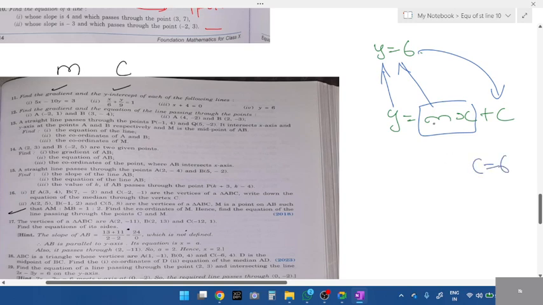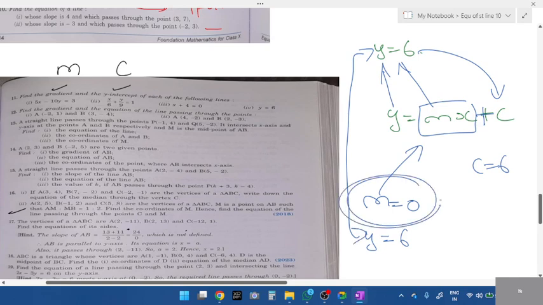6. If m and x are not given, imagine I put m is equals to 0 in this equation. What will be the answer, students? All of you will respond. If I put m is equals to 0, y is equals to, what is 0 into x? 0. Just ignore that. Plus c. What is the c value? 6. Are we getting the question? That means what's the value of m, students? M is equals to 0.